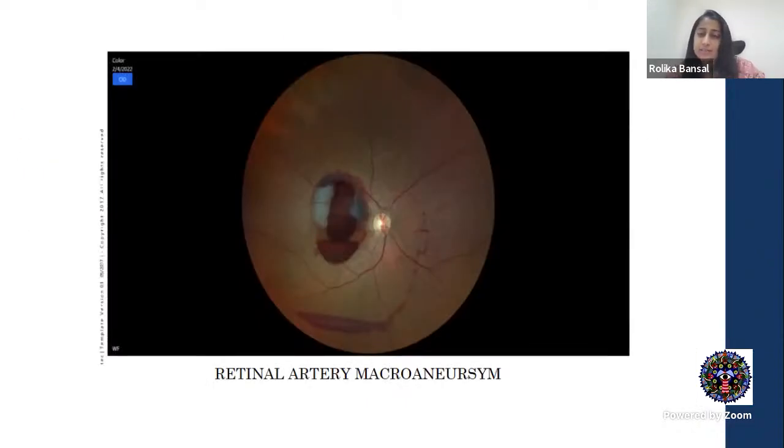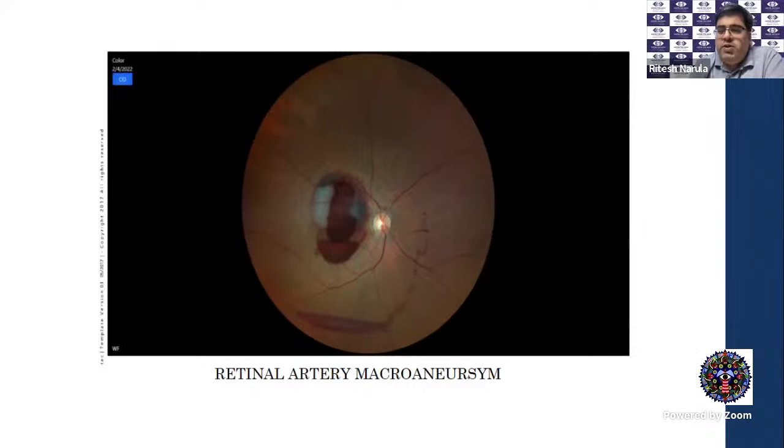Another question is, Dr. Ritesh, would you like to answer this? In hypertensive retinopathy, would you do a cataract surgery, and what would be the risks involved? So there are two things. One, when you're talking about hypertensive retinopathy, and if the hypertension is persisting and their blood pressure is high, I would definitely not be going in for a cataract surgery.